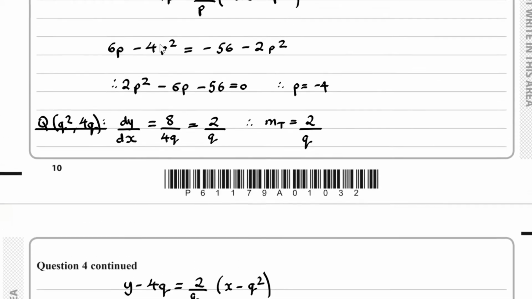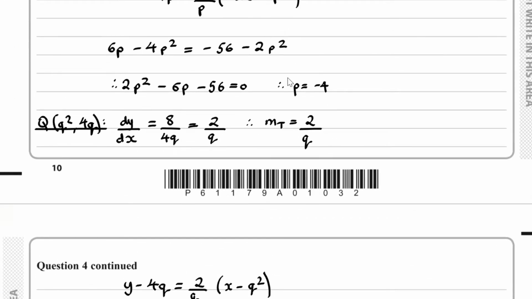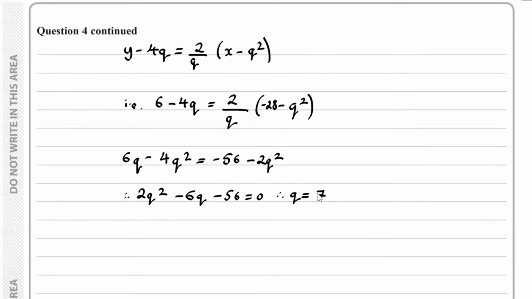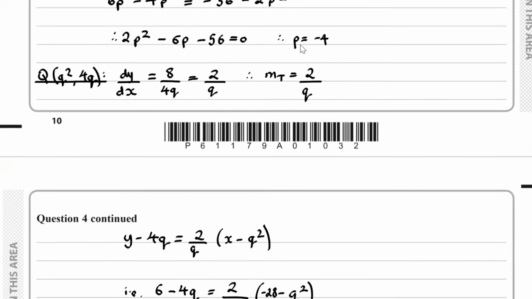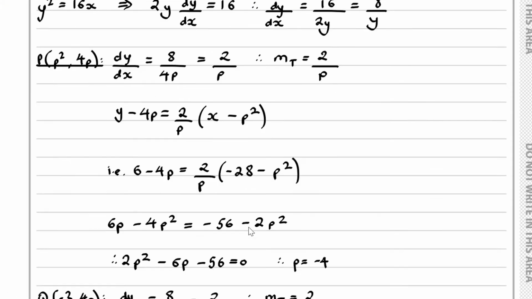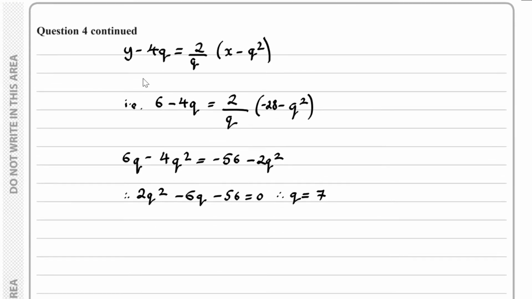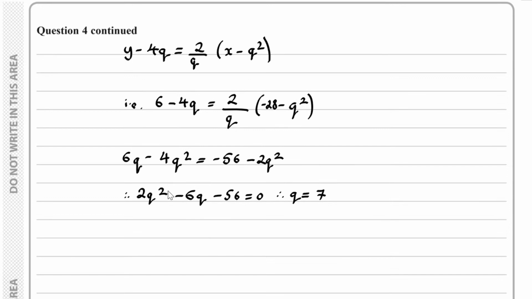So all I've just done over here is carried out the same procedure as before, and solving for Q this time we end up with 7. So hopefully it makes sense why P is minus 4 and Q is equal to 7. It's because of where I've based them, but you would end up with the same quadratic, just with different variables, P and Q.